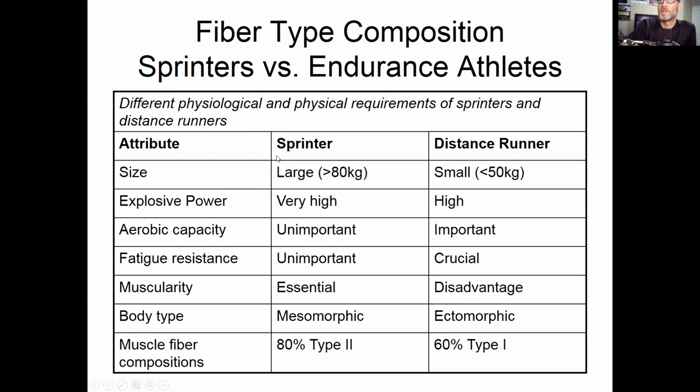Different physiological and physical requirements of sprinters. Sprinters are larger, typically. These are generalizations. Distance runners tend to be small, and we'll talk about this as we go through the rest of the chapters. There's some advantages besides just mass in terms of having a smaller mass for a distance runner in terms of thermoregulation. Explosive power, or the ability to generate force over a short period of time, very high for a sprinter. So sprinting 100 meters. Explosive power, I don't know why I have high here. This should be lower than a sprinter.